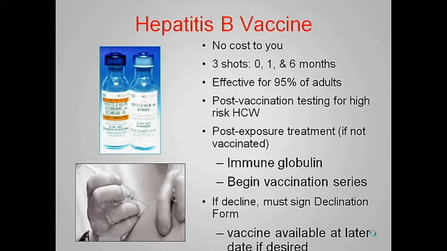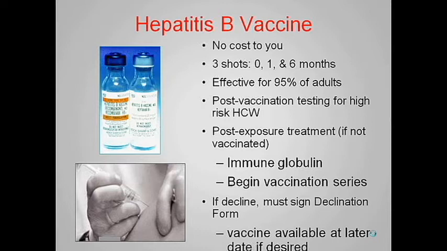The post-exposure treatment, if not vaccinated: say you don't get vaccinated and you get exposed to hepatitis, there is a treatment out there, your immune globulin, and you can obviously begin the vaccination series. And as I said before, if you decline, you must sign the declination form. However, if you sign the declination form today or at orientation and you decide a week from then, a year from then, or 5 years, the vaccine can be made available at a later date if desired.